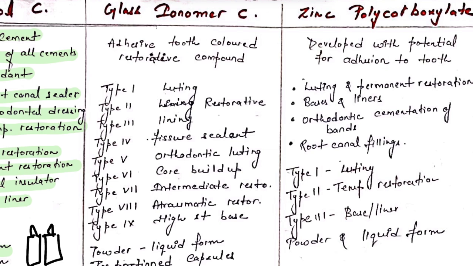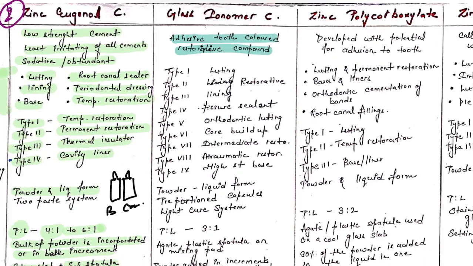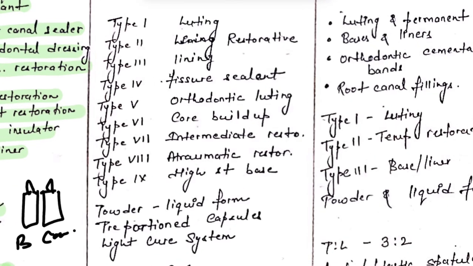So even in the introduction you will see adhesive tooth colored restorative compounds. So first it is adhesive, so it reacts with the tooth to provide the bonding. Then it is tooth colored, so you can use it in the anteriors and everywhere. And restorative compound, so it is used in the restoration as well. Now we have the classification and the application both summarized over here together.